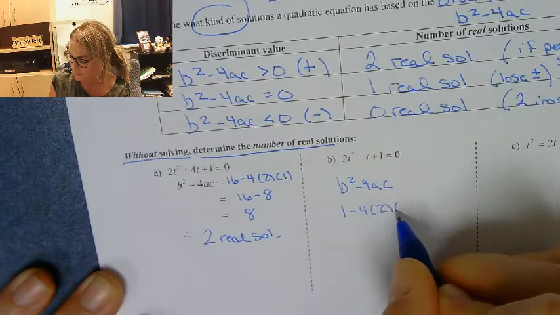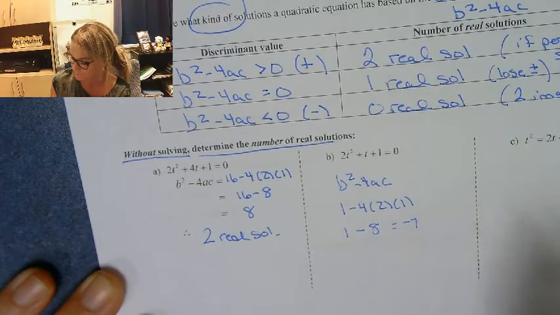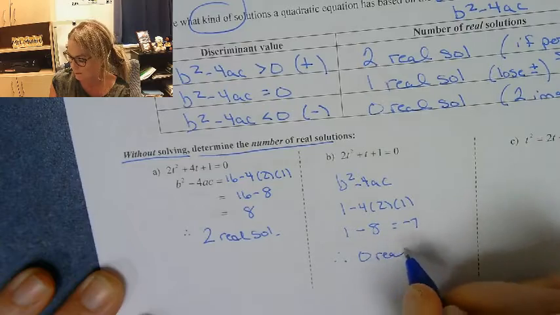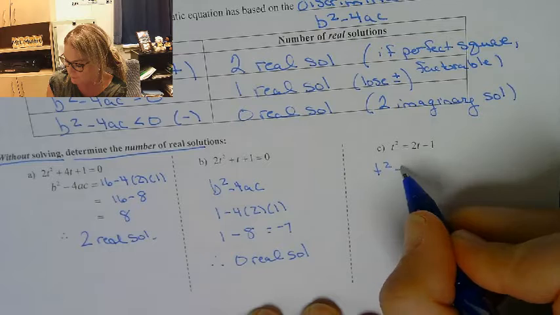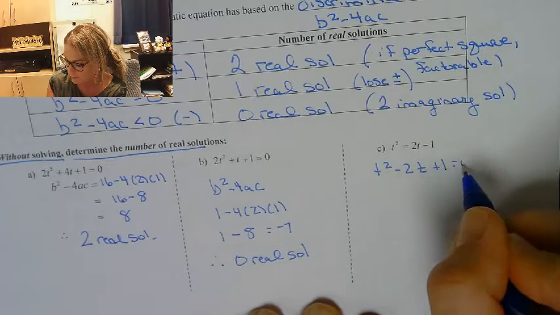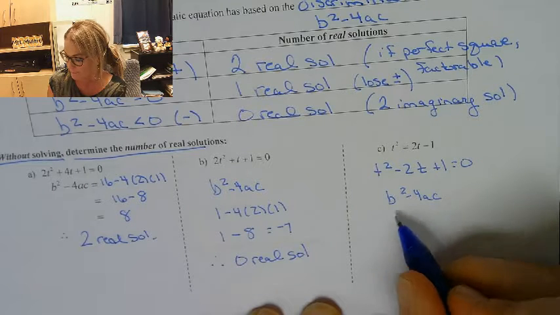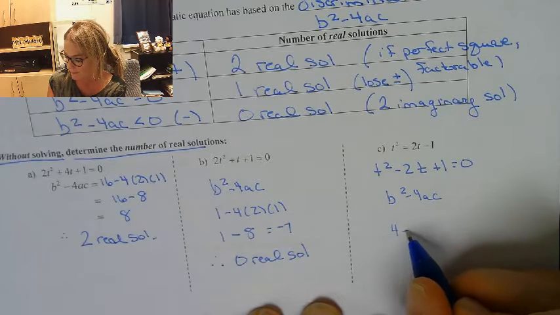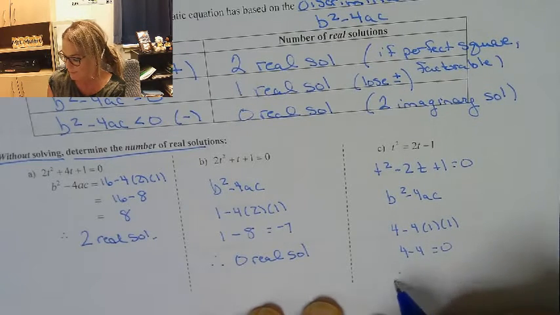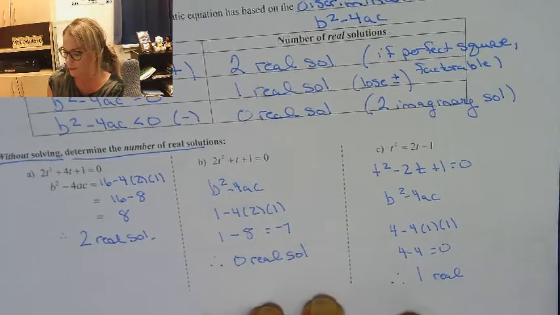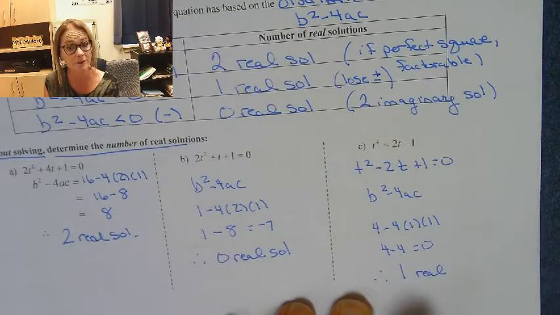Here, b squared minus 4ac. 1 minus 4 times 2 times 1. 1 minus 8, negative 7. Therefore, 0 real solutions. And finally, you do want to get everything set to 0. Okay, b squared minus 4ac. I got negative 2 squared, which is 4, minus 4 times 1 times 1. 4 minus 4 is 0. That means you would get 1 real solution. You would lose that plus or minus because you'd have 0 under the root.